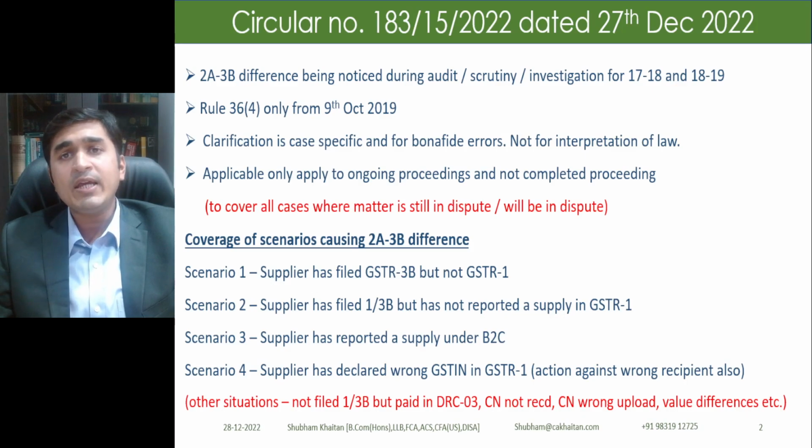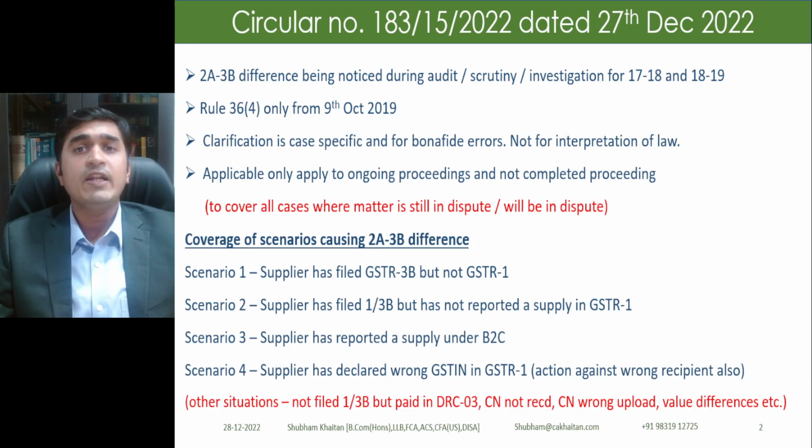First of all, what is the applicability of this circular? This circular is only applicable for 17-18 and 18-19. According to me, this should also be understood to be applicable up to 8th October 2019. Why? Because rule 36(4) was introduced from 9th October 19. Rule 36(4) says that we can avail ITC up to a specified percentage of eligible ITC. So if 100 rupees is the eligible ITC, 36(4) said that up to 120 rupees I could avail my ITC, when it was introduced from 9th October 19.